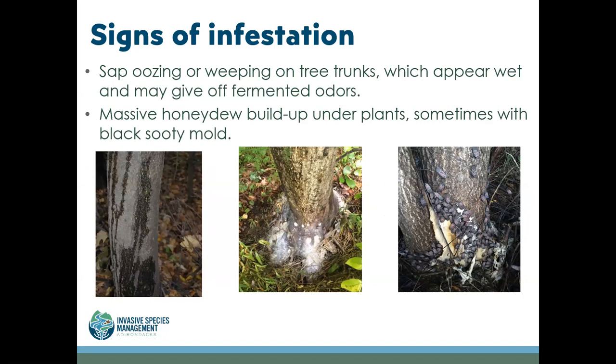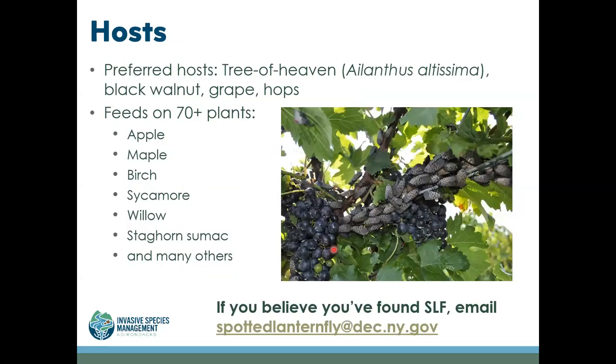As the insect is feeding, it produces a secretion known as honeydew, which can build up underneath the plants and sometimes develop black sooty mold, which is what's featured here in the center photograph. This species has a wide range of hosts. When it was first discovered, it was believed that its only host was Tree of Heaven. However, they're finding that this species is more and more adaptable and will feed on a variety of different species.